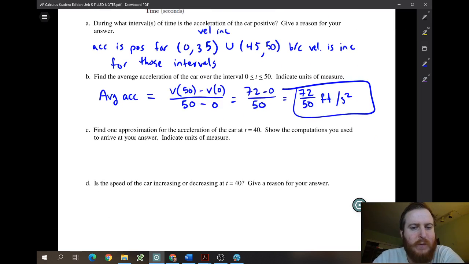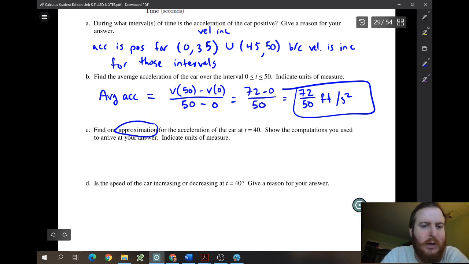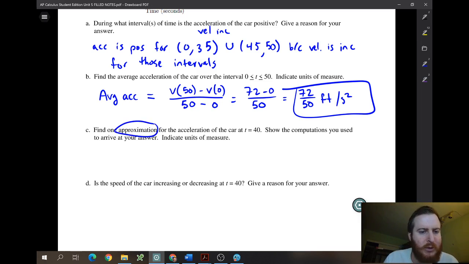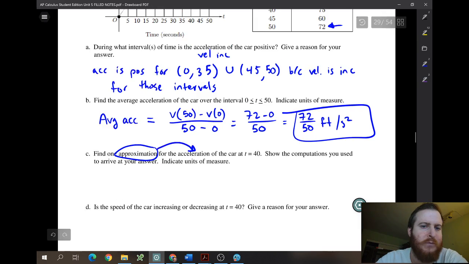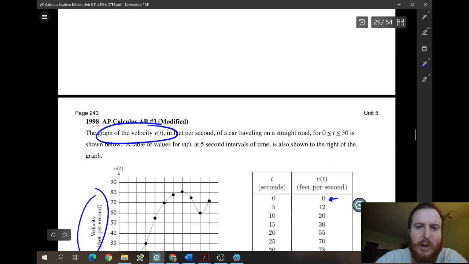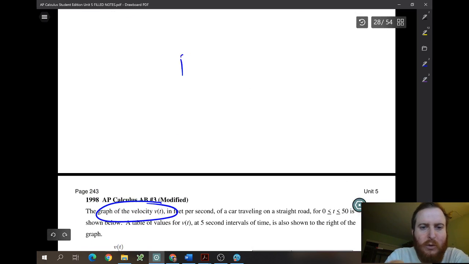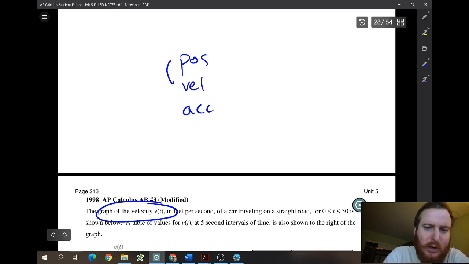Find one approximation for the acceleration of the car at time 40. Remember, we talked the other day about approximating. We can either approximate the value using a tangent line, or we can approximate the derivative with y2 minus y1 over x2 minus x1. Well, do we have acceleration? No, acceleration is the derivative of velocity. That's our big takeaway to remember here: we have position, velocity, and acceleration, and each time you go down, you're taking the derivative.